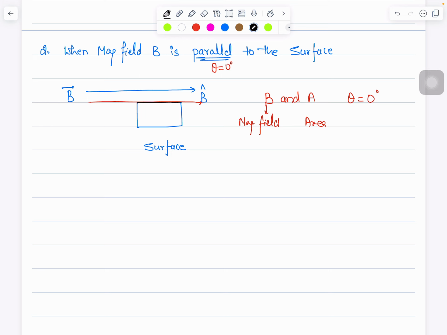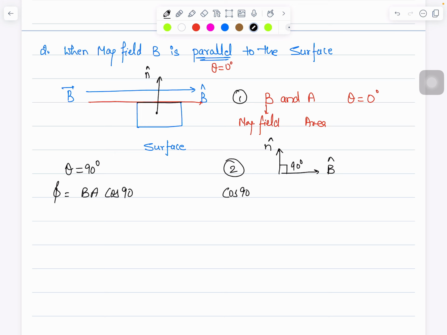Now just think and tell me. This is your surface. So where is the N cap? This is your N cap. Yes or no? This is the first part. Second part. This is your B cap and this is your N cap, perpendicular. So making an angle of 90 degrees, so theta is equal to 90 degrees. So flux is equal to BA cos 90. Cos 90 is 0. Flux is equal to 0. This is called minimum. Fine guys, do you understand?